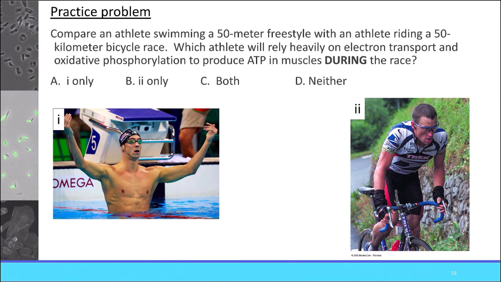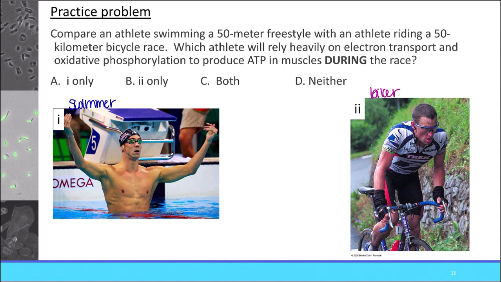Okay, so we are going to talk about 3 practice problems, and then we're going to do a big compare-contrast table of all the different types of cellular respiration that we've been talking about. The first practice problem is about athletes. Many of you in class are athletes, just like many students at Hanover are. So we're going to talk about a swimmer. On the left, anyone know who this is? Hopefully you all recognize him as Michael Phelps. On the right, we have a biker, and hopefully you recognize the biker as Lance Armstrong.